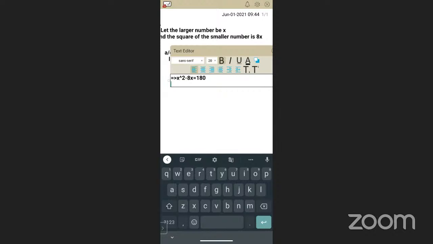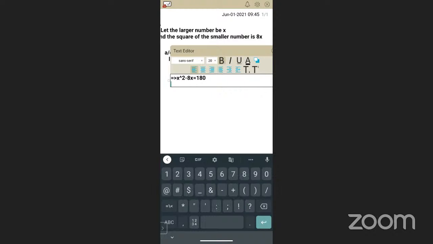See, I made the larger number as x, right? And they say that the square of the smaller number is 8x. Now they say in the first part itself, the difference of the squares of two numbers. Now who are the squares? Larger square and the smaller square. Smaller square they have already said is 8x, and the larger one is only x, so if I make it a square, it will become x square. So x square minus 8x is equals to 180.